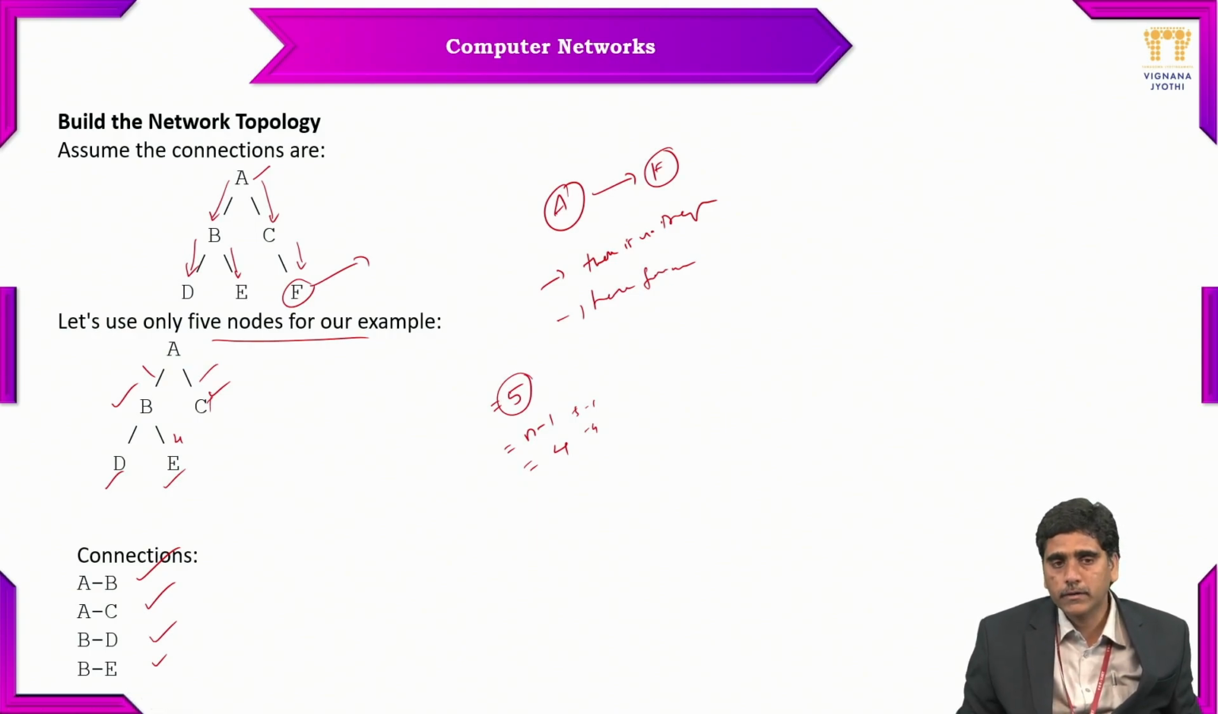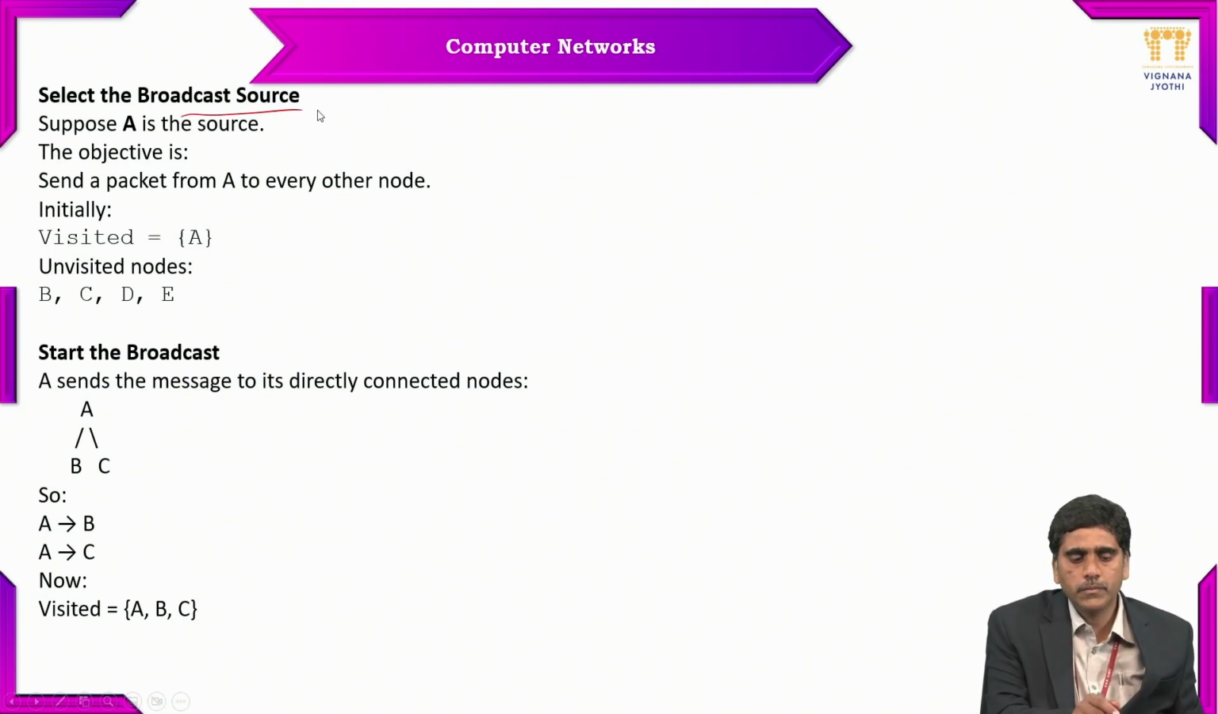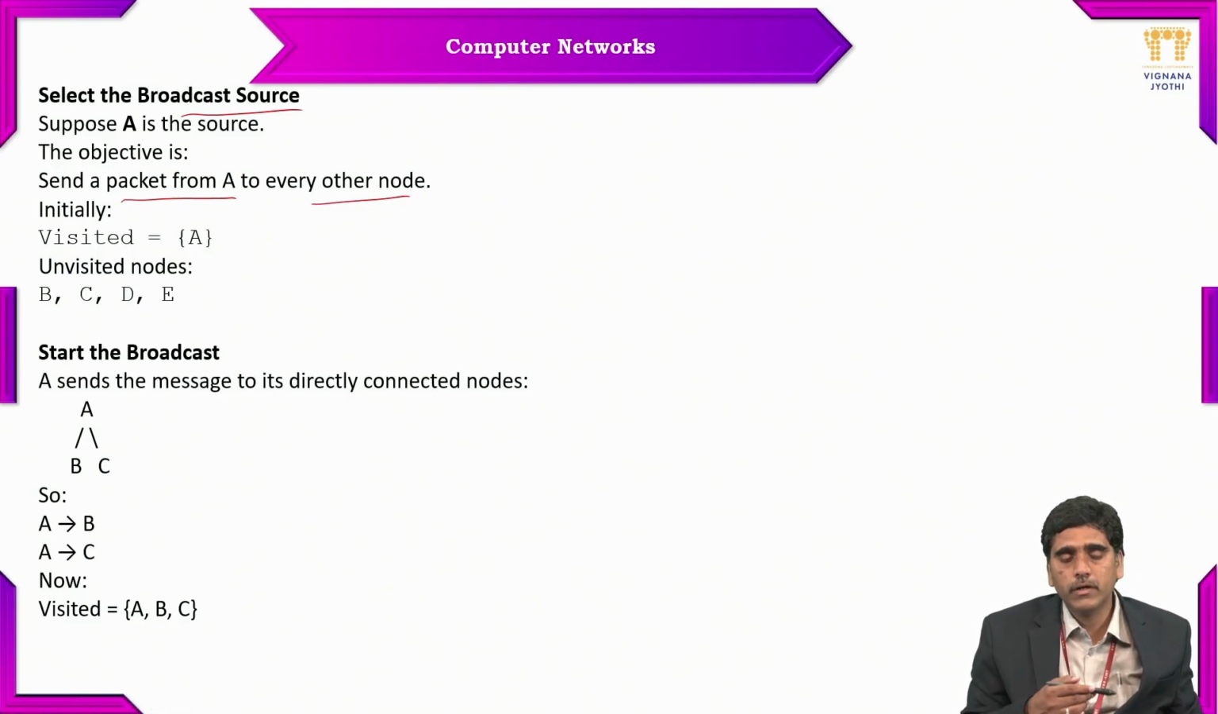So the total number of connections required to broadcast the message to all the nodes depends upon the number of nodes. If the number of nodes is 5, then connections are 4. If the number of nodes is 6, then connections are 5 only. The thing we need to remember is that no cycle is formed and no repeated path is allowed. So here, select the broadcast source. Suppose A is the source. The objective is to send a packet from A to every other node. Initially, whenever it is broadcasting the message to all other nodes, it must visit each and every node.